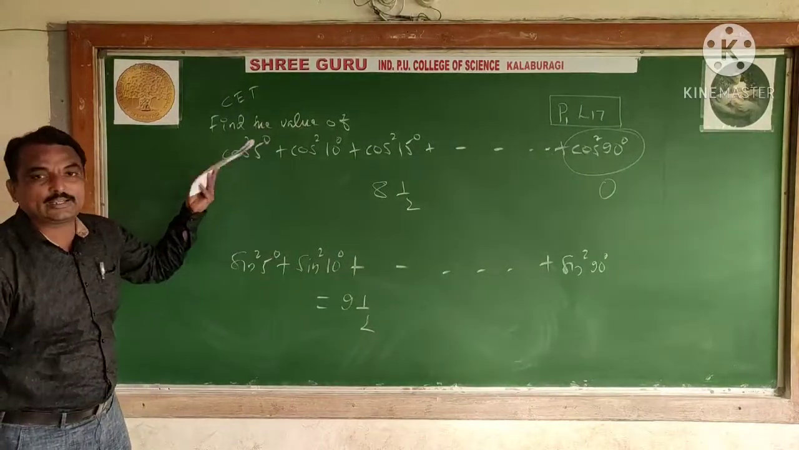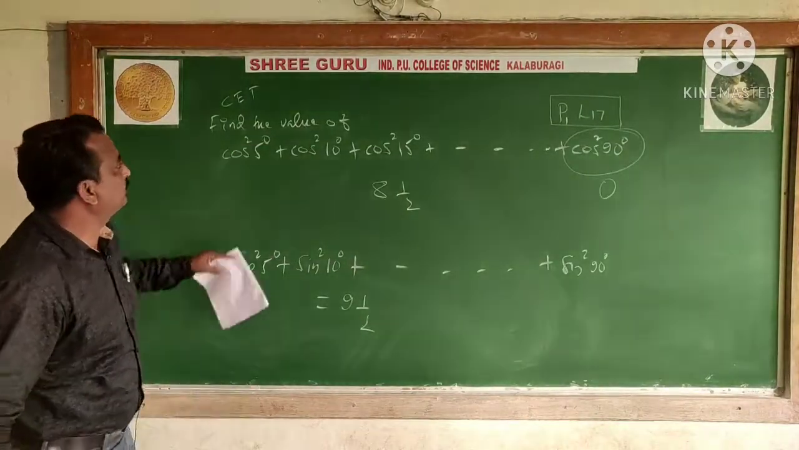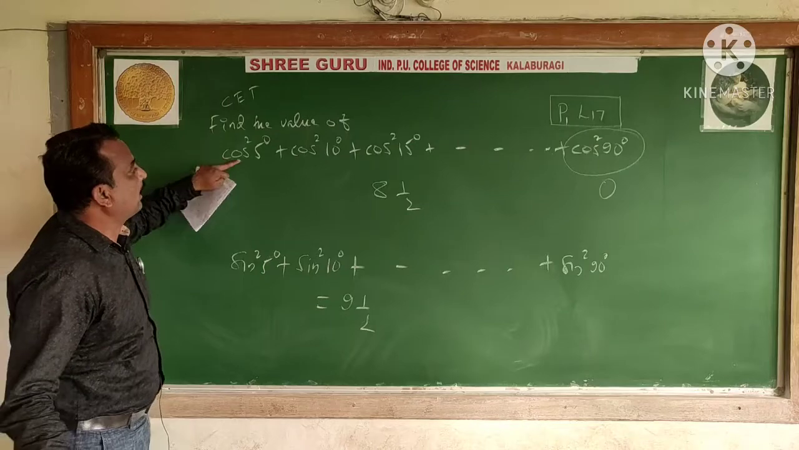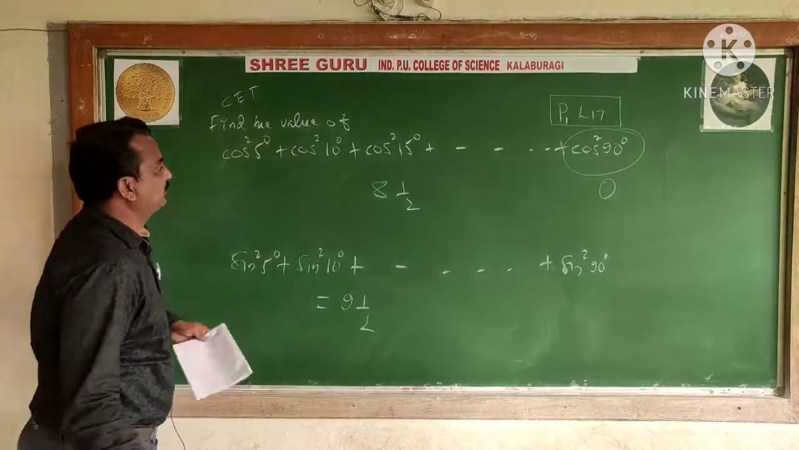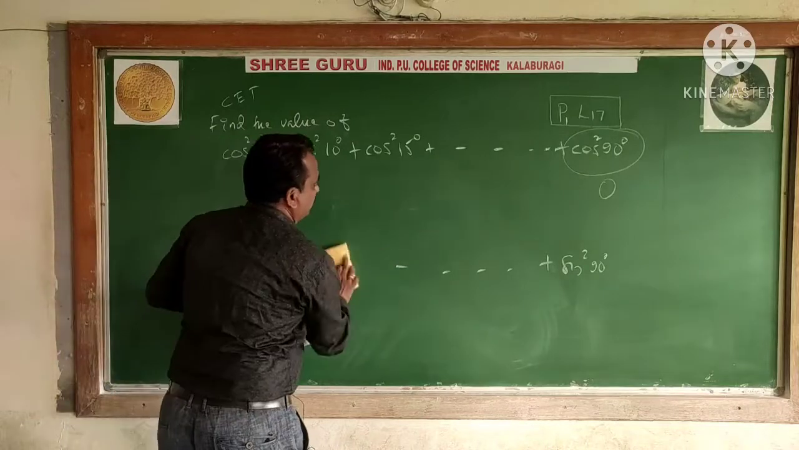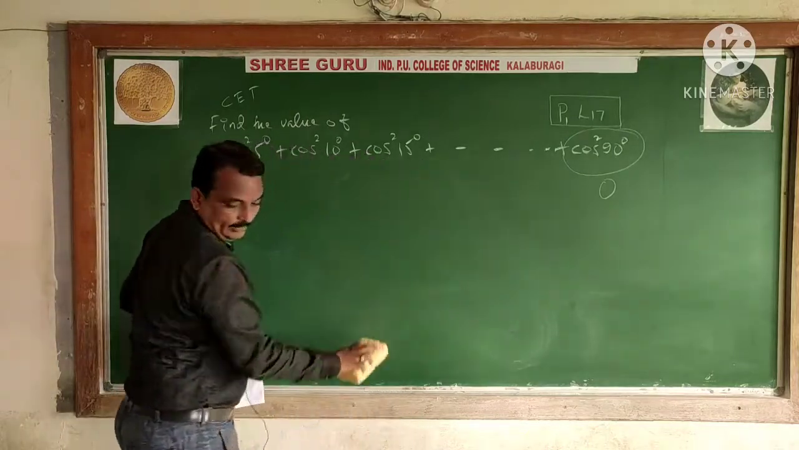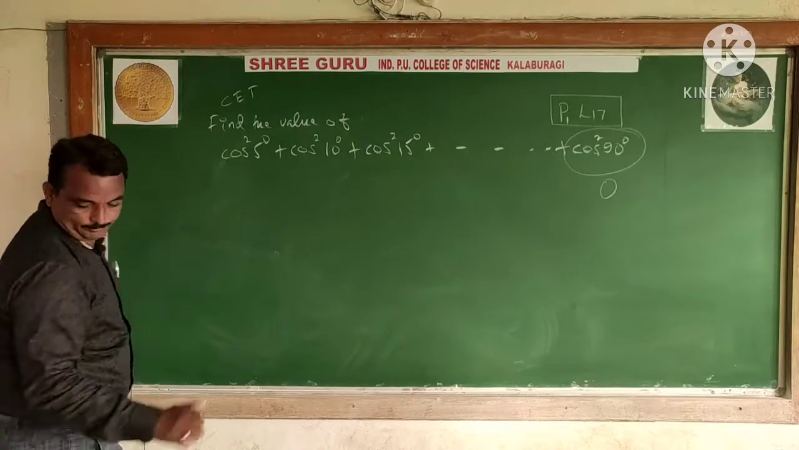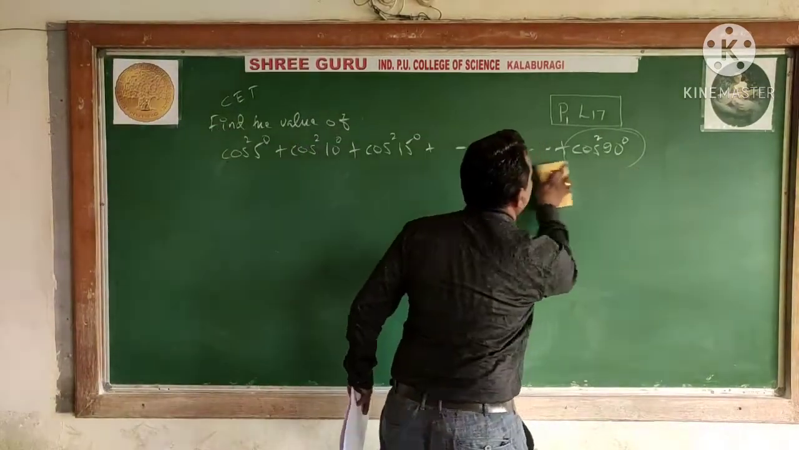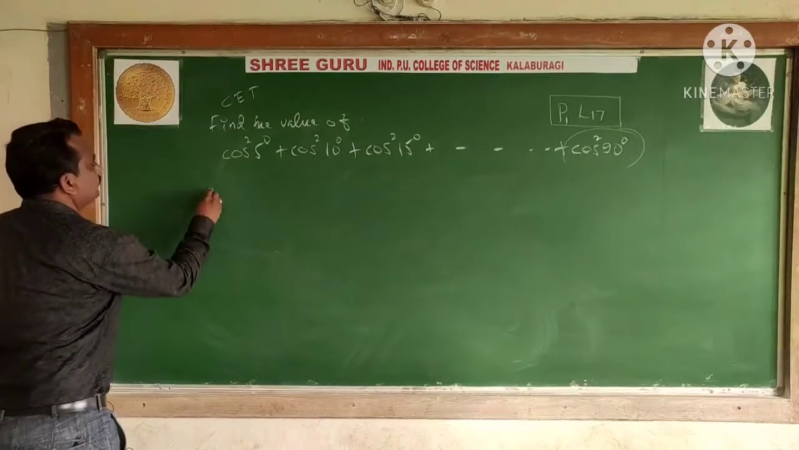Both the examples are asked in the CET examination. Remember, there is one cos term less because of this cos 90 degree. You should remember the answer structure. Now let us see how it is. See, cos square 5 degree, cos square of 5 degree.